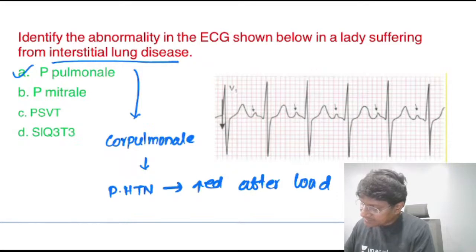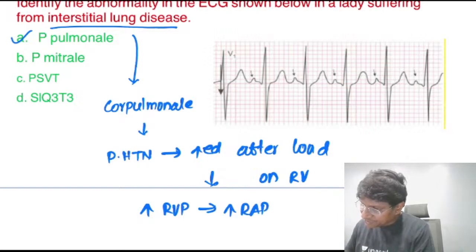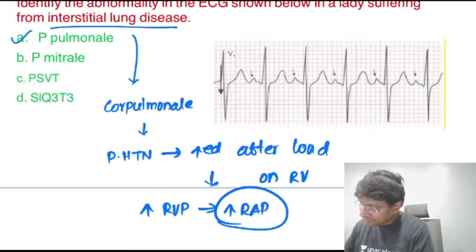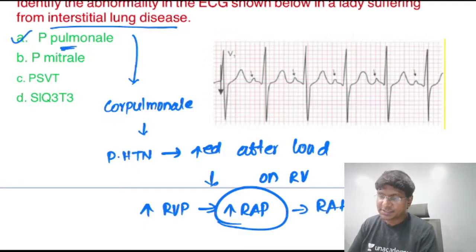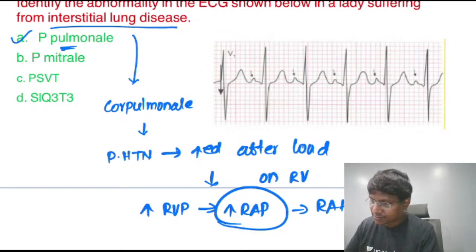Right, there is increased afterload on the right ventricle. So this will cause an increase in your right ventricular pressure, and an increase in the right atrial pressure. Now as the right atrial pressure is elevated, there can be right atrial hypertrophy, which will cause the P pulmonale. So you take this P pulmonale.